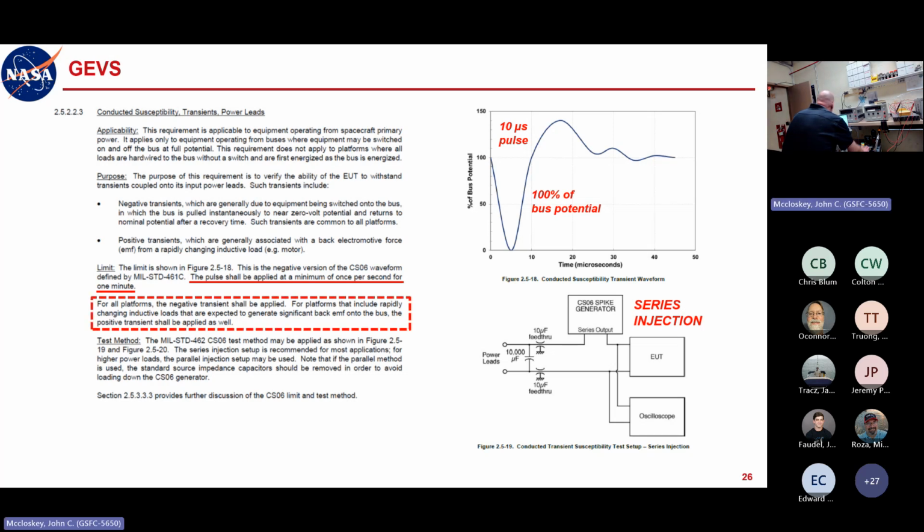And then for all platforms, the negative transient shall be applied. For platforms that include rapidly changing inductive loads that are expected to generate significant back EMF onto the bus, the positive transient shall be applied as well. So that's where your mileage may vary, right? Again, know thy platform.